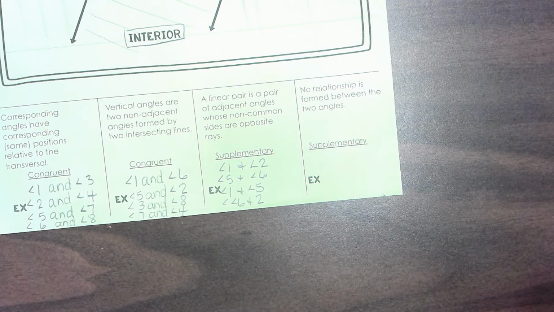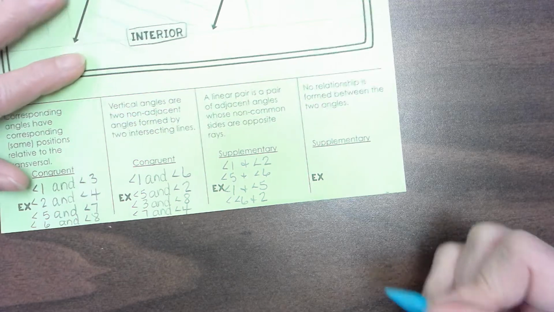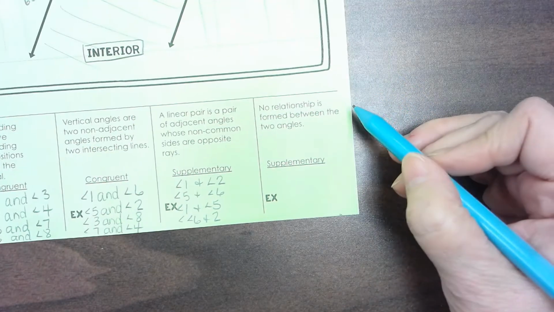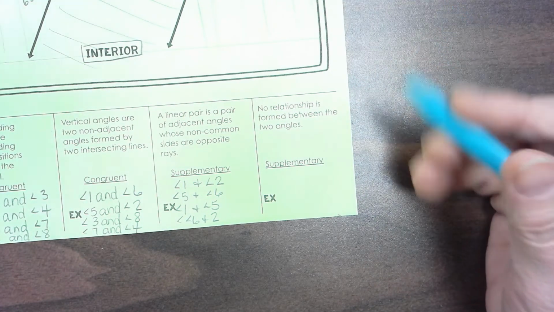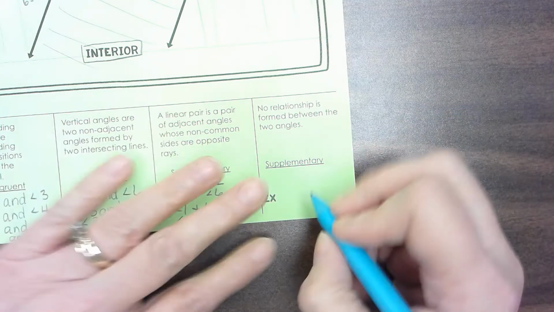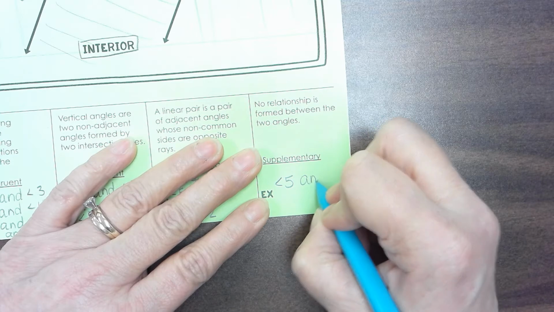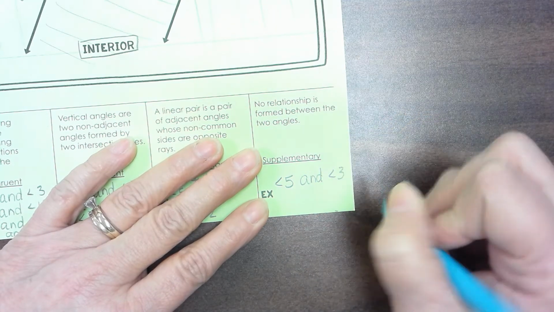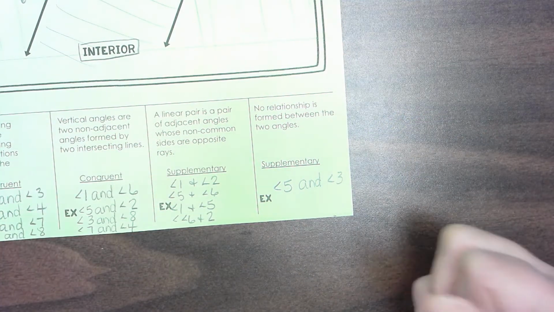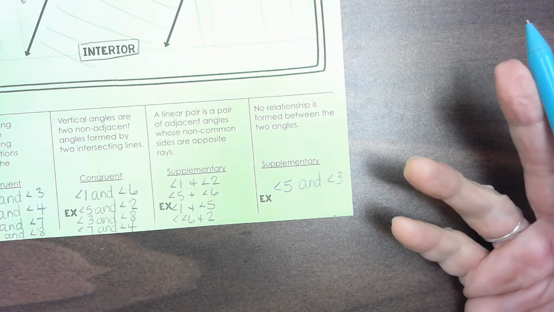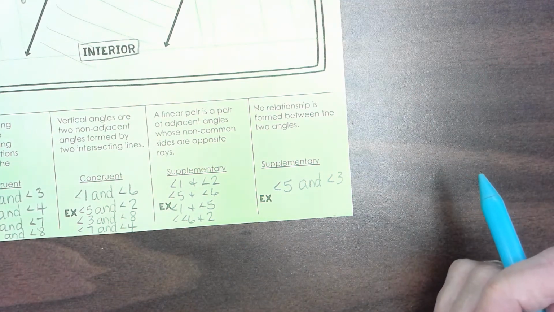We could go to the other side, the other parallel line, and do the same there. So there's a whole bunch of linear pairs. No relationship is formed between the two angles. If I look, I don't see a big relationship between angle 5 and angle 3. I do see they're supplementary, but there's not anything big that's going to help me out here.